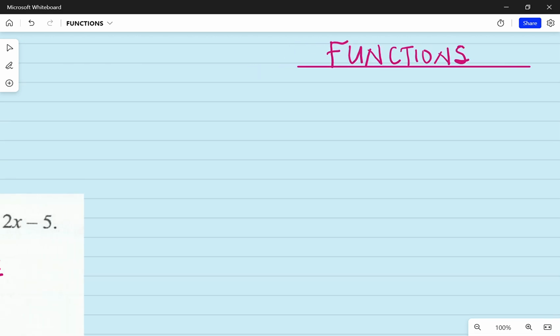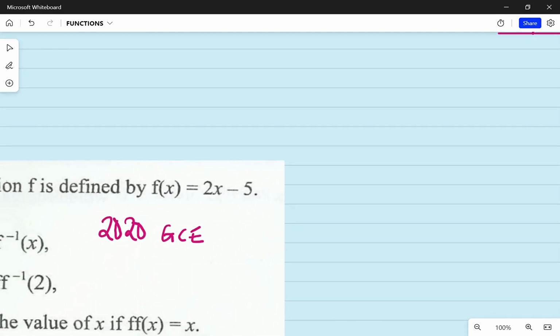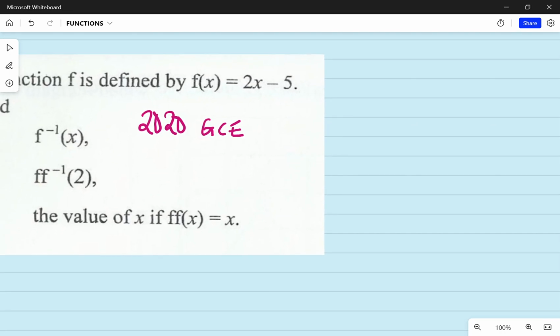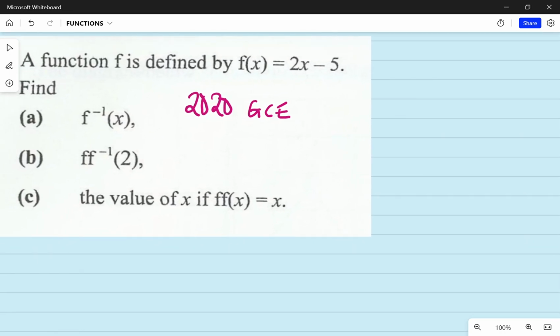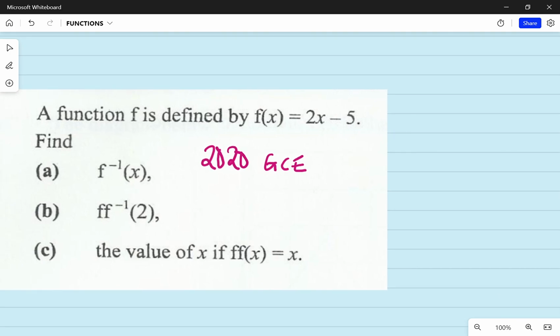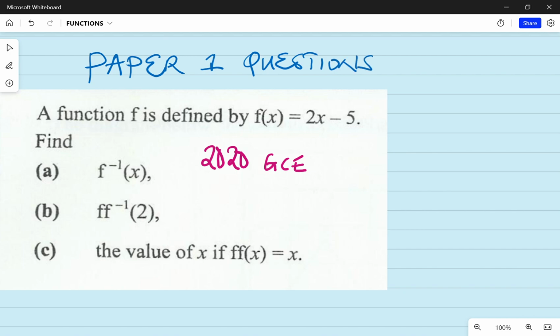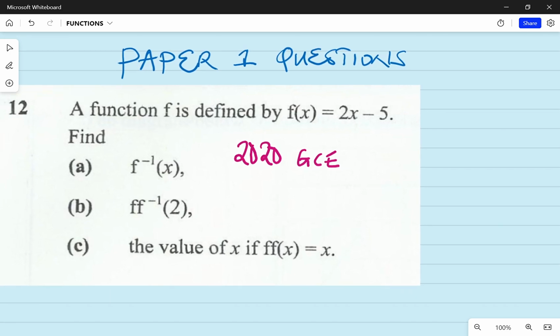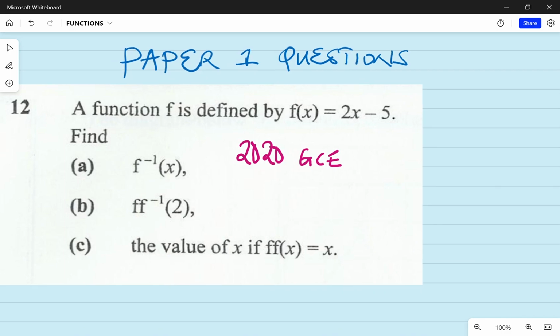This question that we're going to look at as question 1 came in the 2020 GCE examination paper. These are paper 1 questions that you are going to meet in your paper 1. So the first question, which came in 2020 GCE, is this.